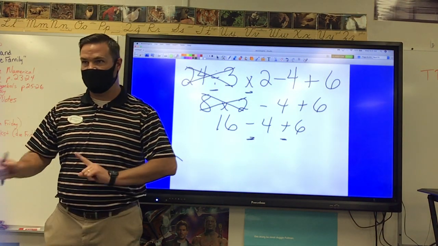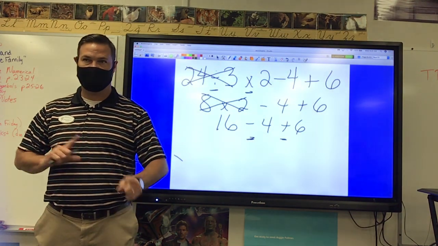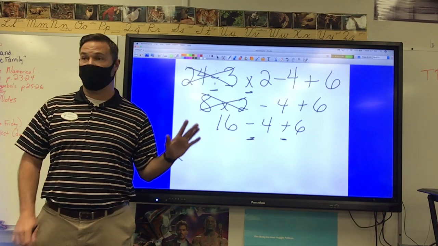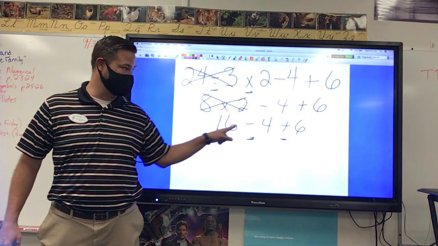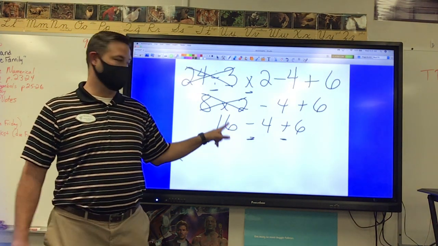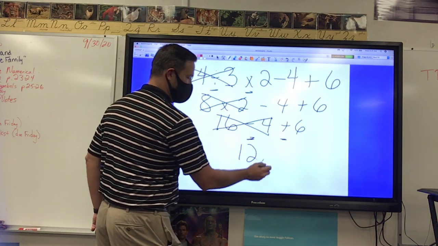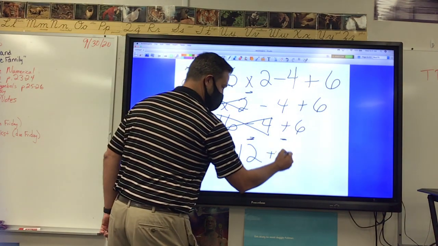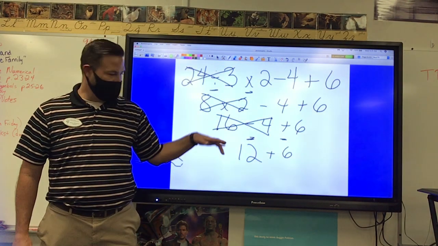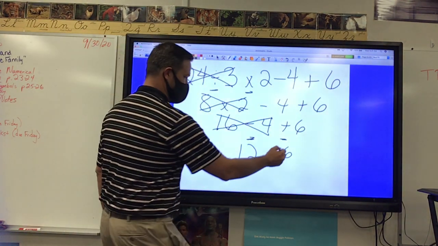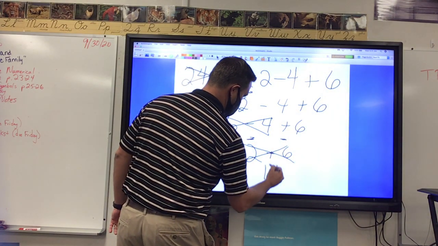Which one am I going to do first, adding or subtracting? Doesn't matter. Whichever's first in the problem, right? Which is first, subtracting or adding? Subtracting. What is 16 minus 4? 12. Rewrite the rest of your problem. And finally, 12 plus 6 is 18.